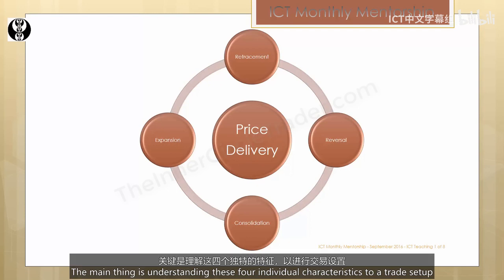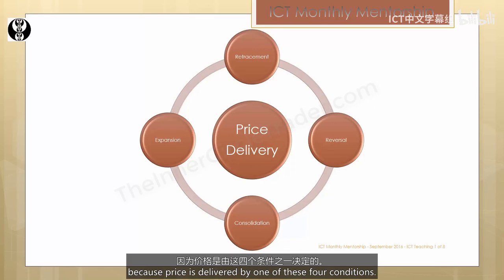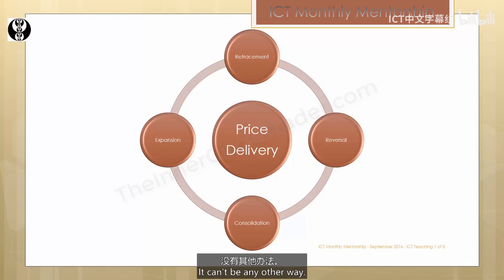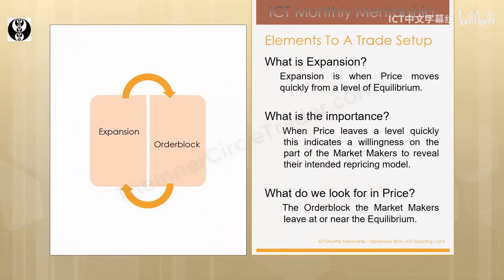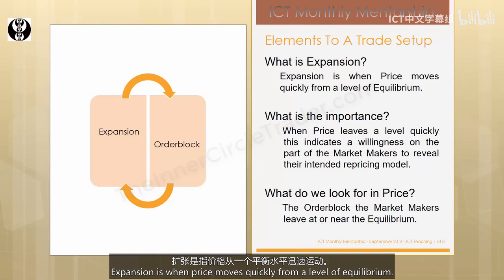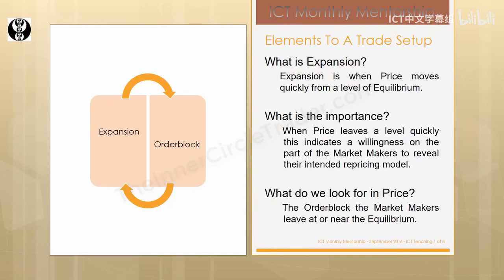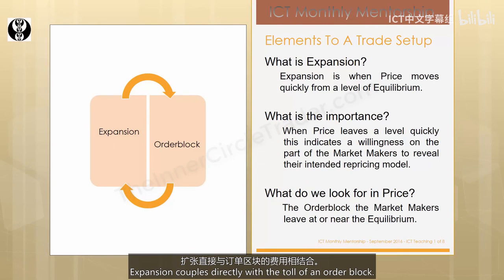The main thing is just understanding these 4 individual characteristics to a trade setup, because price is delivered by one of these 4 conditions. It can't be any other way. Now, what is expansion? Expansion is when price moves quickly from a level of equilibrium. Now, expansion couples directly with the tool of an order block.